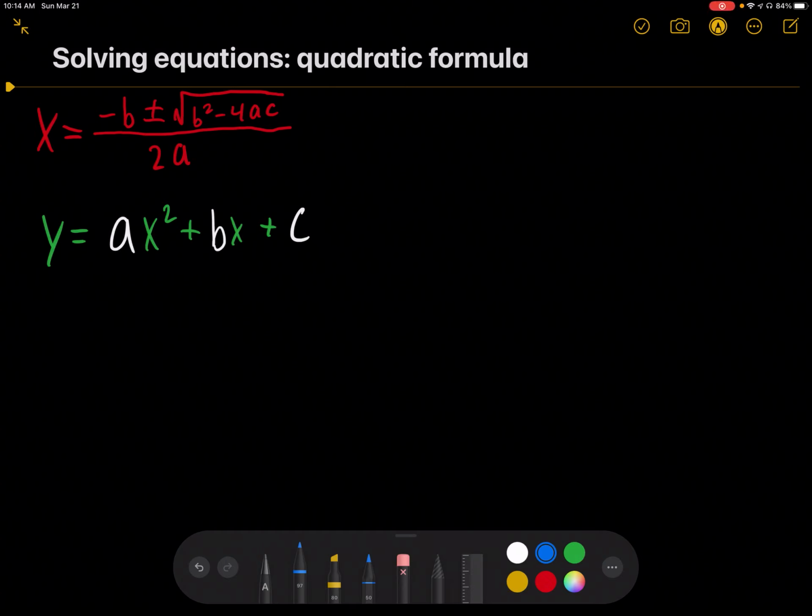Alright, hey there. This is going to be a video about solving equations with the quadratic formula. So, the quadratic formula is what I wrote up here in red. It's x equals negative b plus or minus the square root of b squared minus 4ac all over 2a.